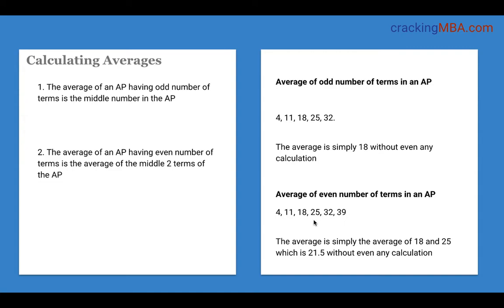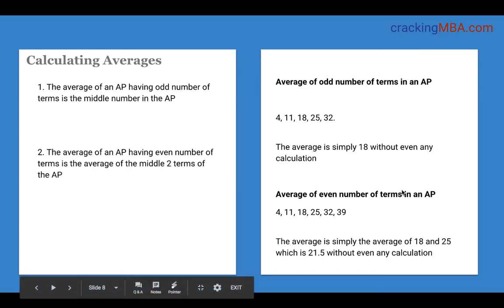Similarly, for the average of an arithmetic progression with an even number of terms, which is 4, 11, 18, 25, which has a common difference of 7, the average is nothing but the average of the middle two terms, which is 18 and 25. So simply the average is 21.5 without even calculating the sum of these terms.